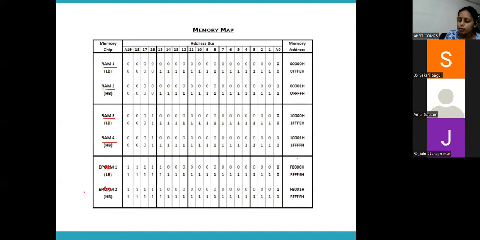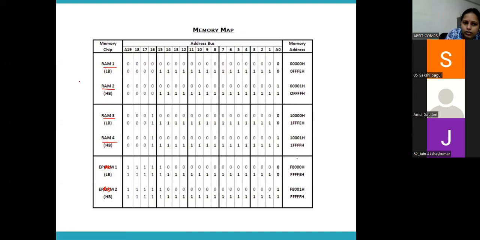Okay. So first column is memory chip. Your memory map will always begin with RAM only. So you will write RAM only first. So RAM 1, RAM 2, RAM 3, RAM 4. RAM 1 जो है वो आपका lower bank होगा. RAM 2 आपका higher bank. RAM 3 will be again your lower bank and RAM 4 will again be a higher bank. Right? It's a lower bank, higher bank combination.